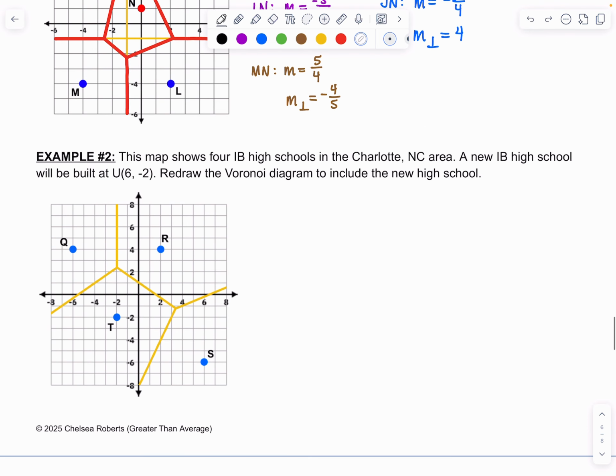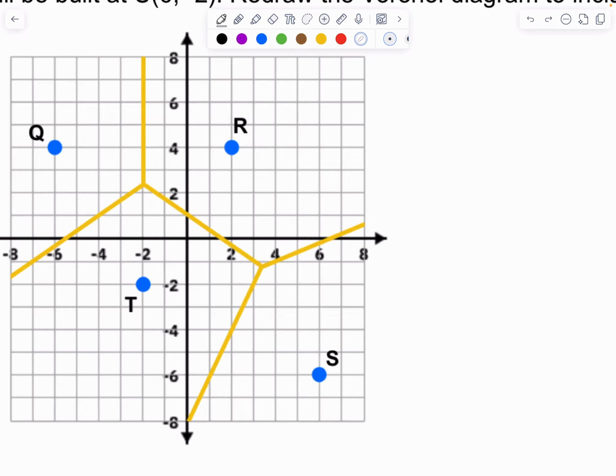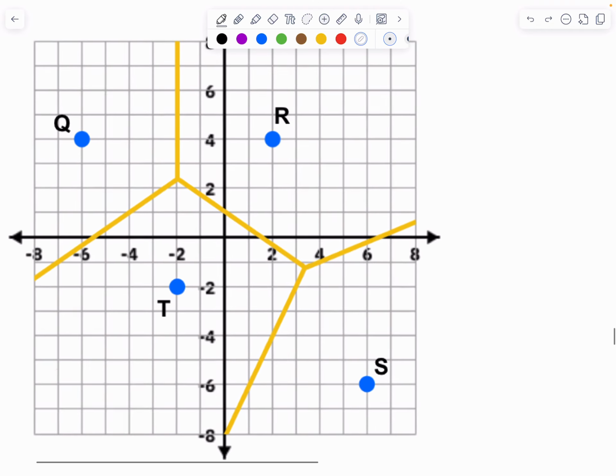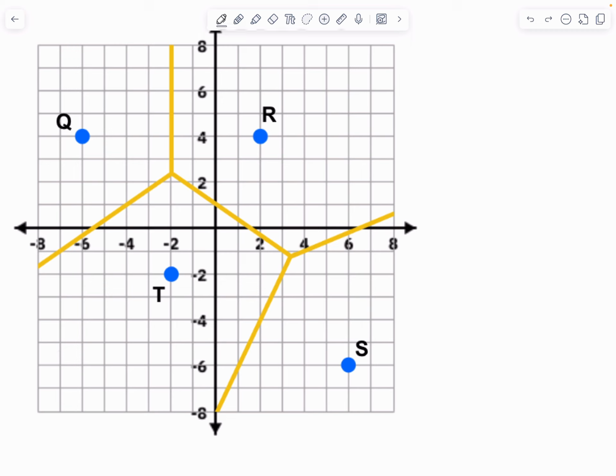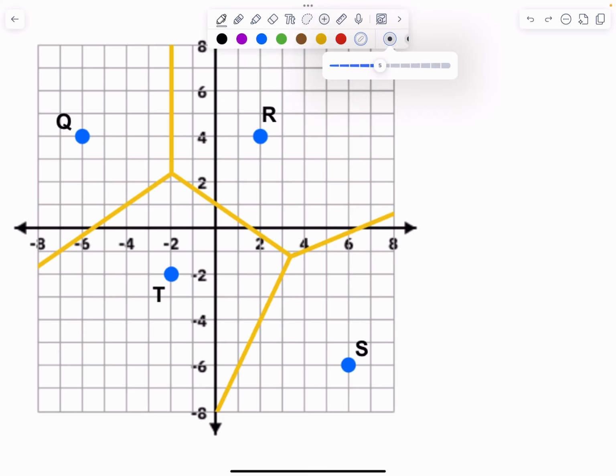It says this is a map of 4 IB high schools in Charlotte, North Carolina. A new high school will be built at 6, -2. Redraw the Voronoi diagram to include the new school. So we have to go to 6, -2. So 6, -2 is here. I'm going to just call this N for new school.